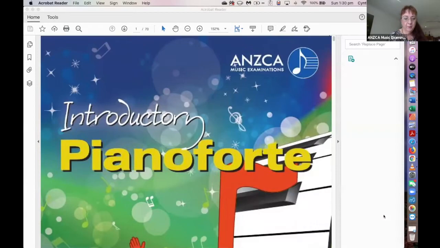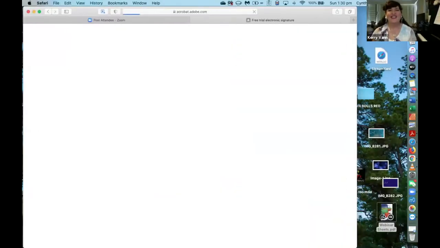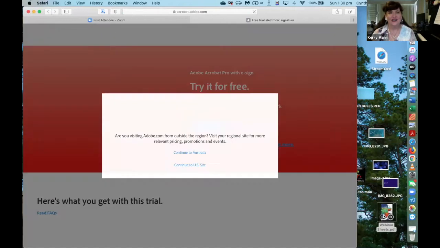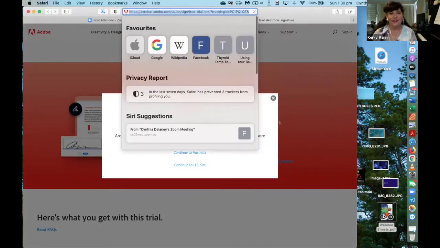There we are. Okay, so it gives a really, really good lead-in to the modern syllabus, but allows them to use all of the functions that they have on the keyboard.